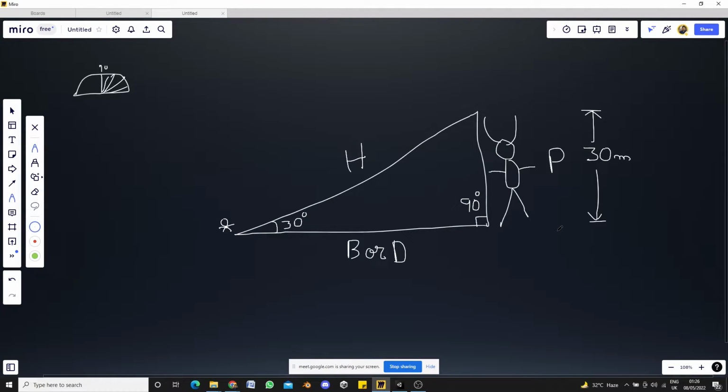Now, tell me, Aryan, do we have enough things to find the base? Because we only have the perpendicular, and according to the formula of Pythagoras theorem, which is h square equals b square plus p square, you have got the p, but do you have h or b too? Do you? No, we don't have it. So in this situation we cannot find the b. So for a situation like this, we use trigonometry.